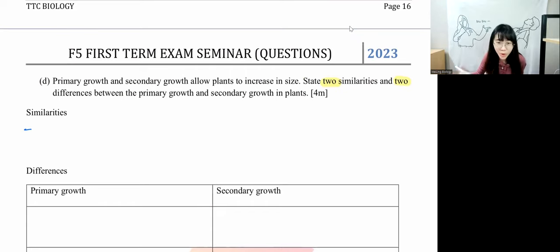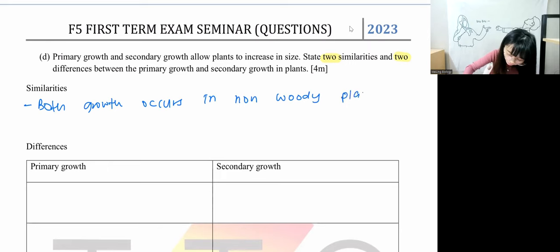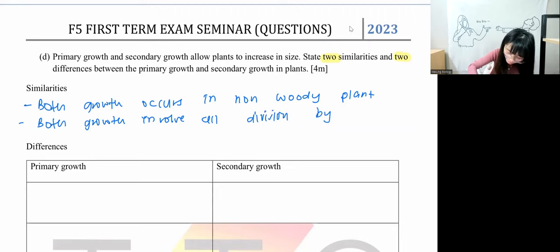Every non-woody plant will carry out primary growth and secondary growth, no matter whether they are woody or whether they are grass or not. So as long as they are plants, they will carry out primary growth and secondary growth. So you can see both growth occurs in non-woody plant. The other one, you can see both growth involve cell division by mitosis.